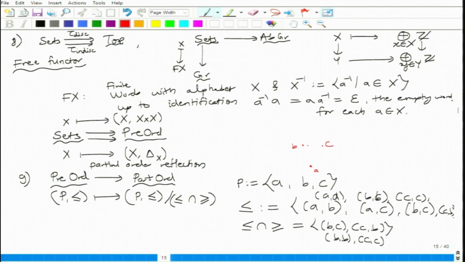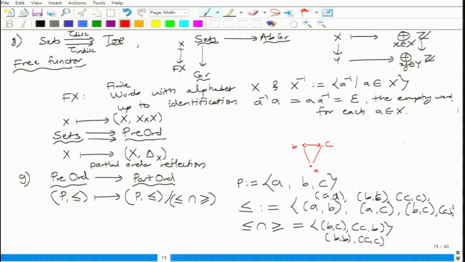B and C are equivalent, and whatever is above is bigger. So A is smaller than B, A is smaller than C, and B and C are at the same level. The corresponding partial order reflection, what would that be? It will be A and then B identified with C. So now that's the vertical thing that we have, there are only two elements.